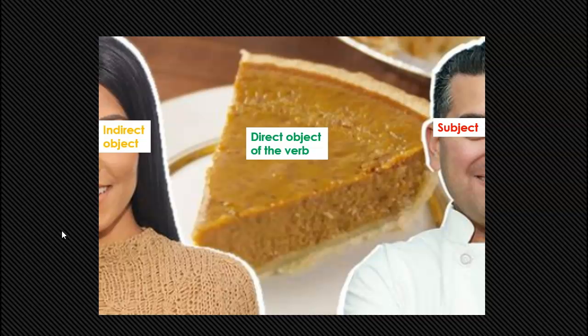Here's a visualization. Here is the actor, Franklin. He is the subject. What did he do? He baked, and this is what he baked directly. This pie received the action of his baking. But who was he doing it for? For whom? Sadie. So indirectly, maybe he was doing it to catch Sadie's eye.